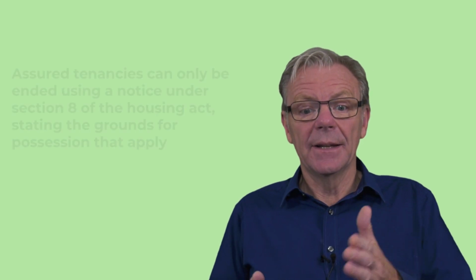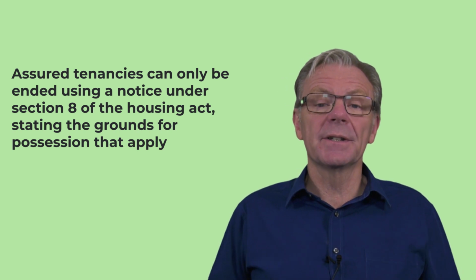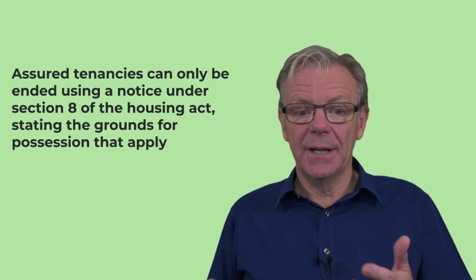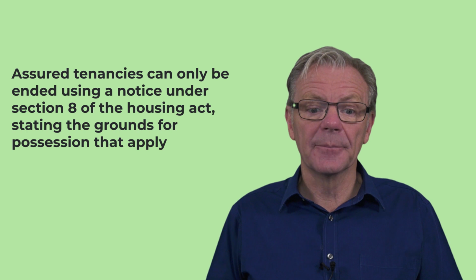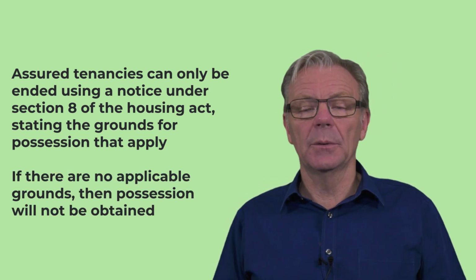We'll now look at assured tenancies. Now, these provide the tenant with considerable rights to remain in the property. These tenancies have no fixed term, and so obtaining possession is particularly difficult. If the tenancy is an assured tenancy created under the Housing Act, then the landlord will only be able to bring it to an end using a notice under Section 8 of the Housing Act stating the grounds for possession that apply. If there are no applicable grounds, then the landlord will not be able to obtain possession.